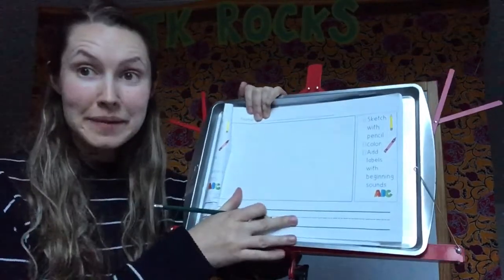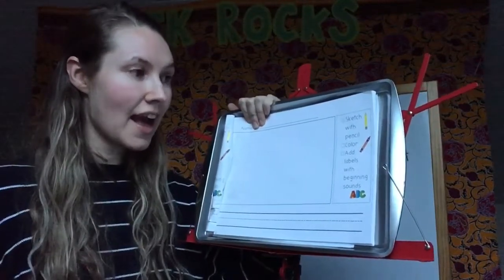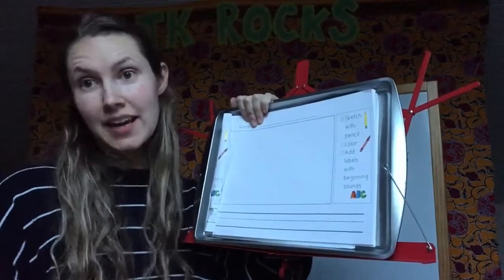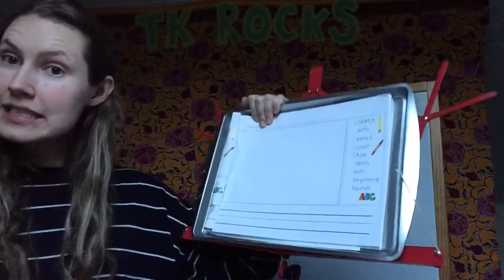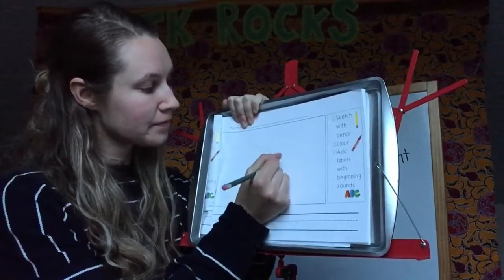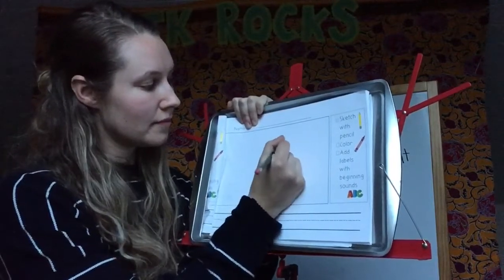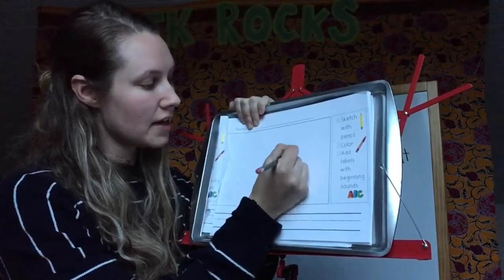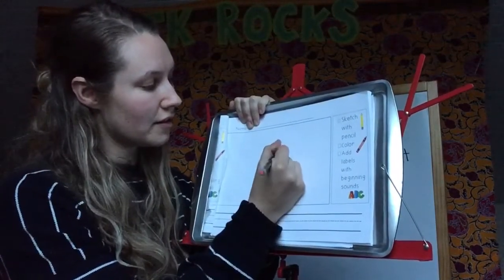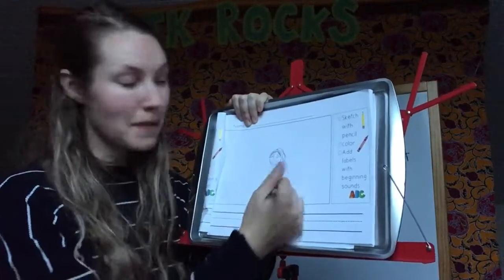All right, so I'm going to get started here with my picture. I think that I am going to draw about what I like to do outside. One of the things that I like to do is jump rope. So I'm going to draw me. I've got hair in a ponytail here. Gonna draw my details, my face, eyes, nose, smile.